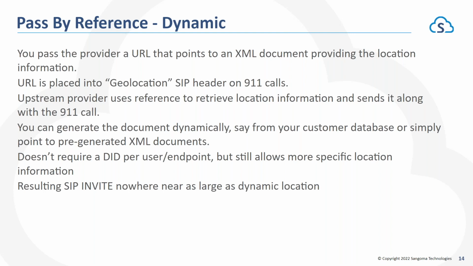Because it's a normal HTTP request, you can generate that dynamically if you wish, say from a customer database, or you can pre-generate them instead. And just like the previous pass-by reference, this doesn't require a DID per user or endpoint, but still does allow that more specific location information. And I keep hammering this home because packet size is a huge problem in SIP. It's just seemingly grown larger and larger over time, but thanks to this, the SIP invite is nowhere near as large as a dynamic location using pass by value.